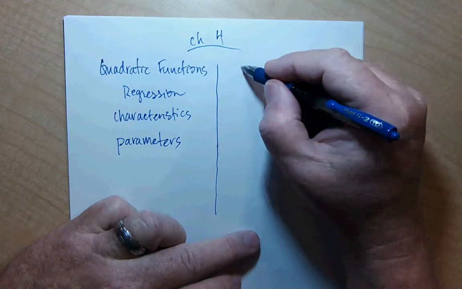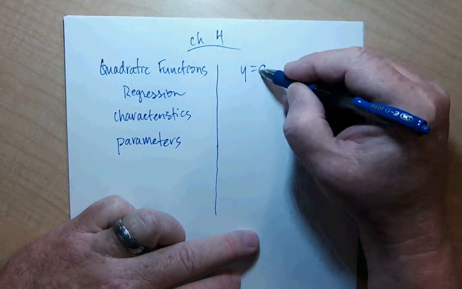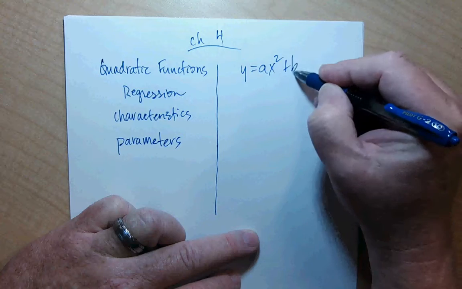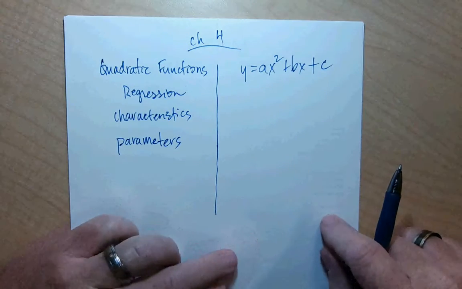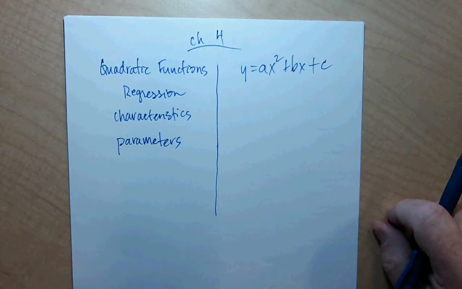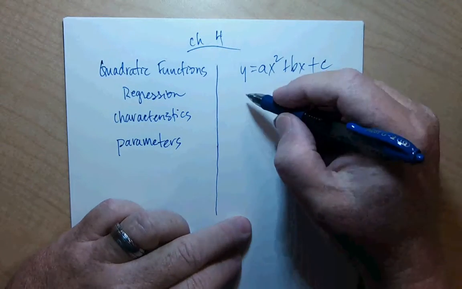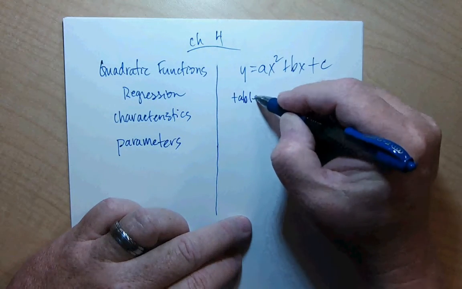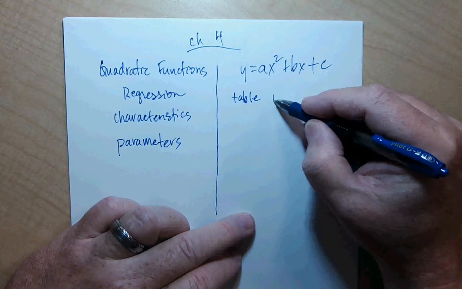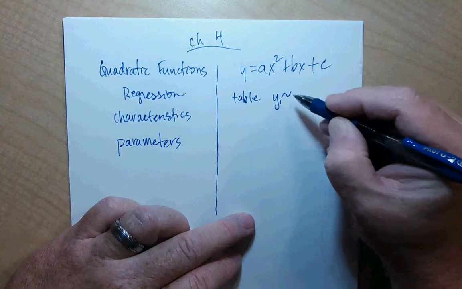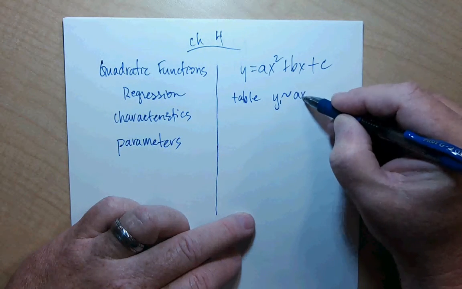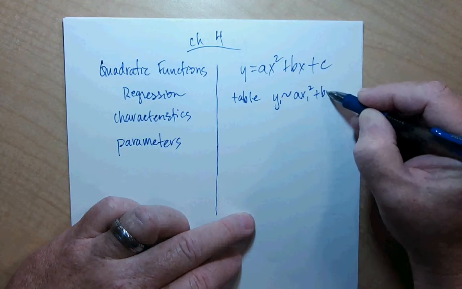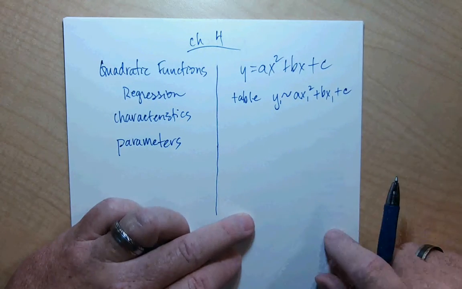Quadratic functions, y equals ax squared plus bx plus c. That's our main model. Regression, remember to do the table. If you're in Desmos, it's y sub 1 tilde ax sub 1 squared plus bx sub 1 plus c.